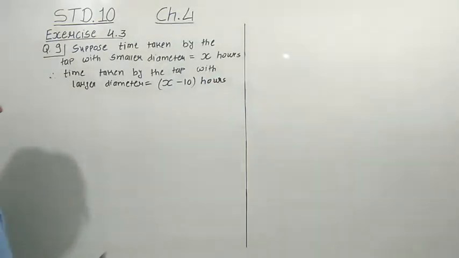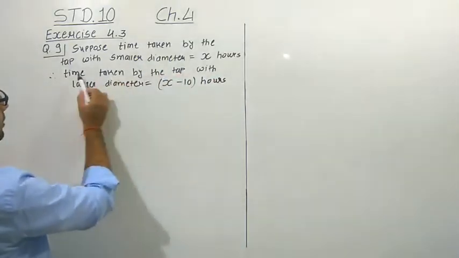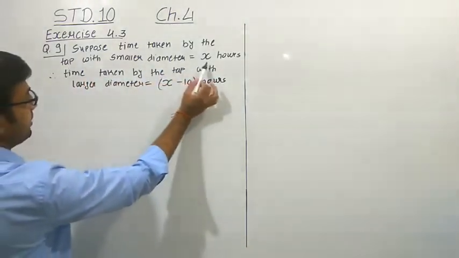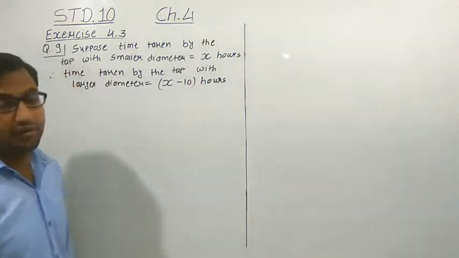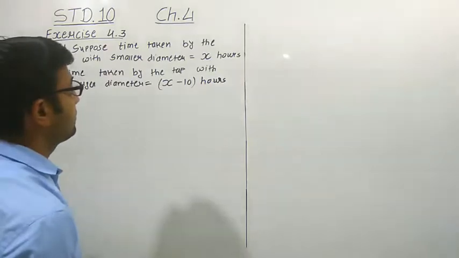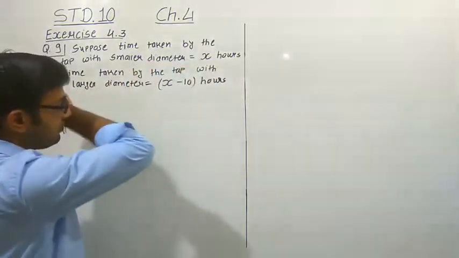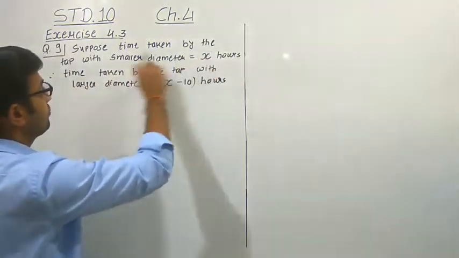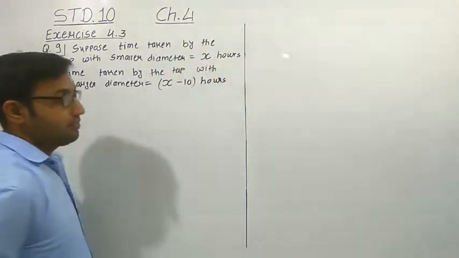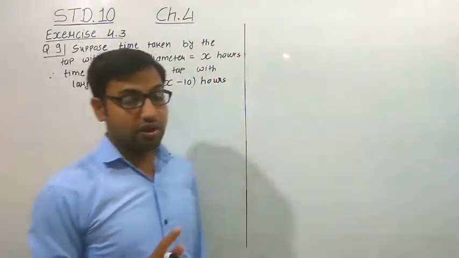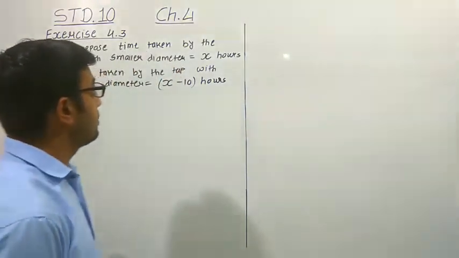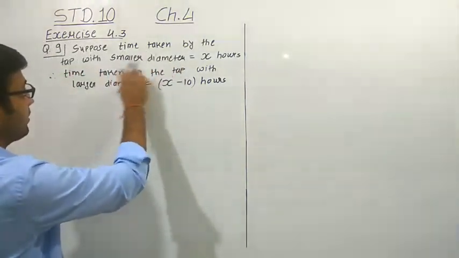If we find the value of x, we can find out the time taken by the tap with the smaller diameter and also the time taken by the tap with the larger diameter. Now this is the time which is taken by the smaller diameter to fill the tank, x hours. So now think, in 1 hour how much water is filled by this smaller diameter tap?